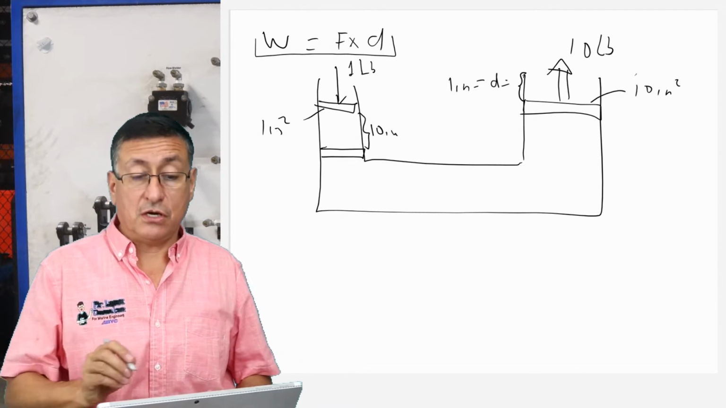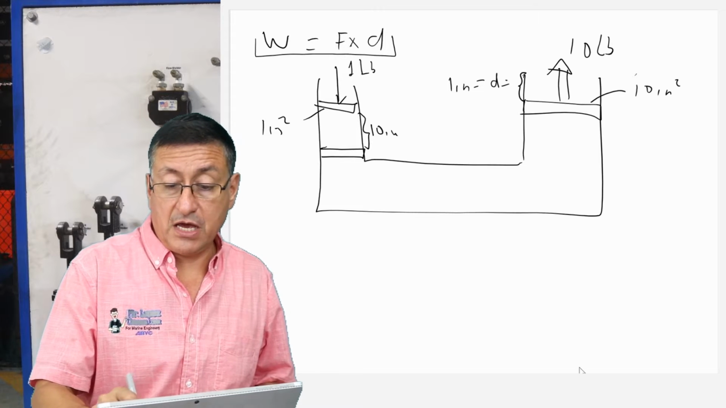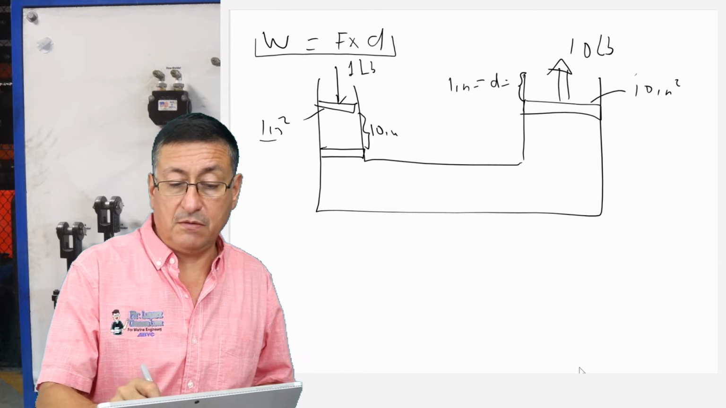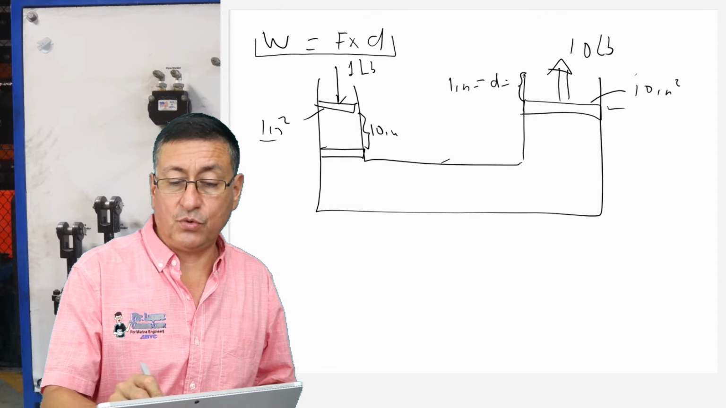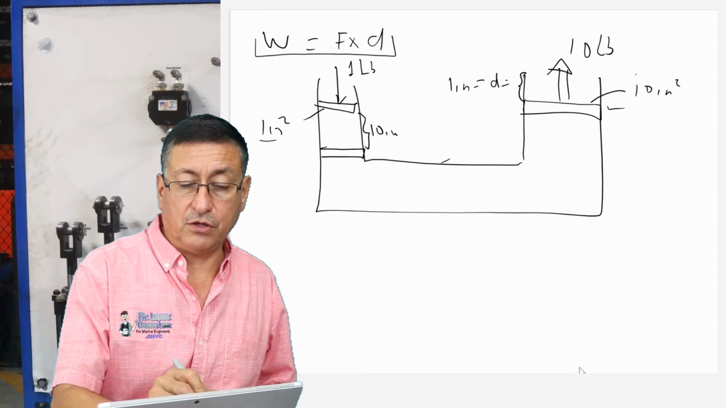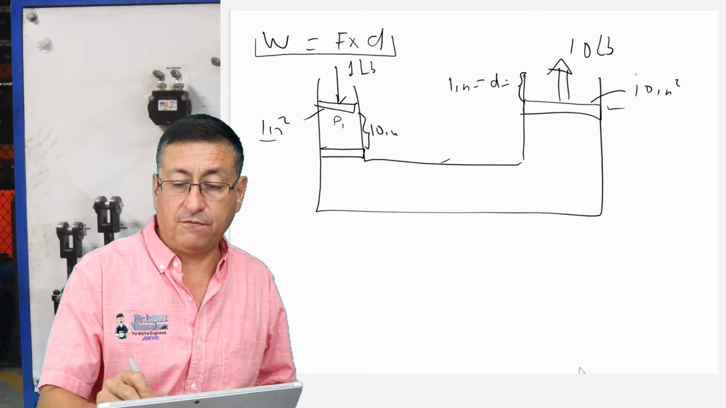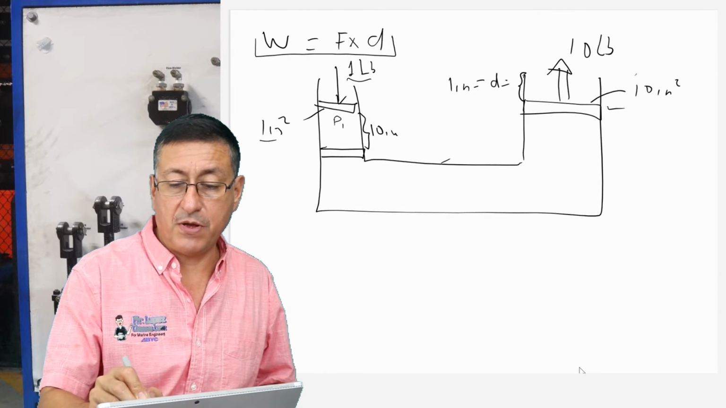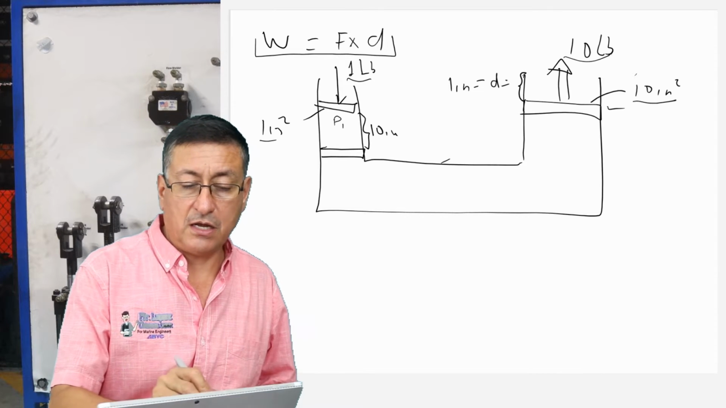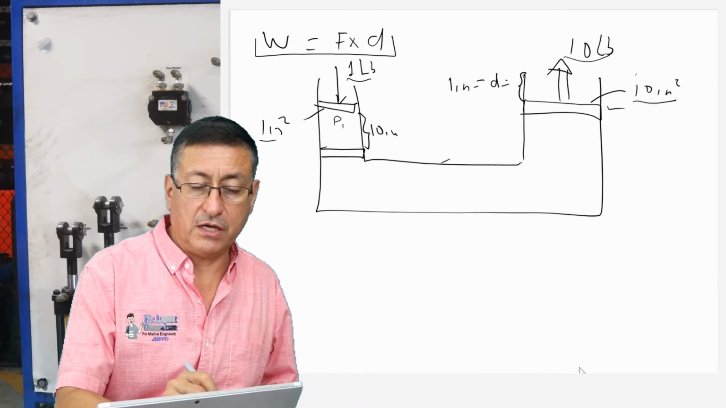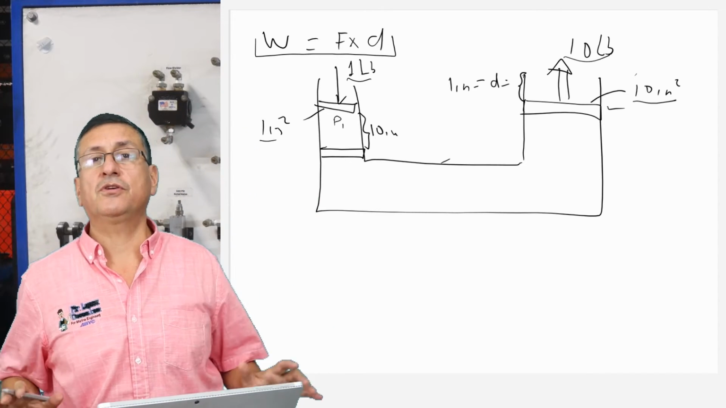Okay, because we are going to use the same scenario, the same piston, the same cylinder, the same situation. We are going to apply 1 pound here, and the final force on the output side is 10 pounds. This area is 10 square inches, and the first area is 1 square inch. Yeah, no problem. The situation is the same.